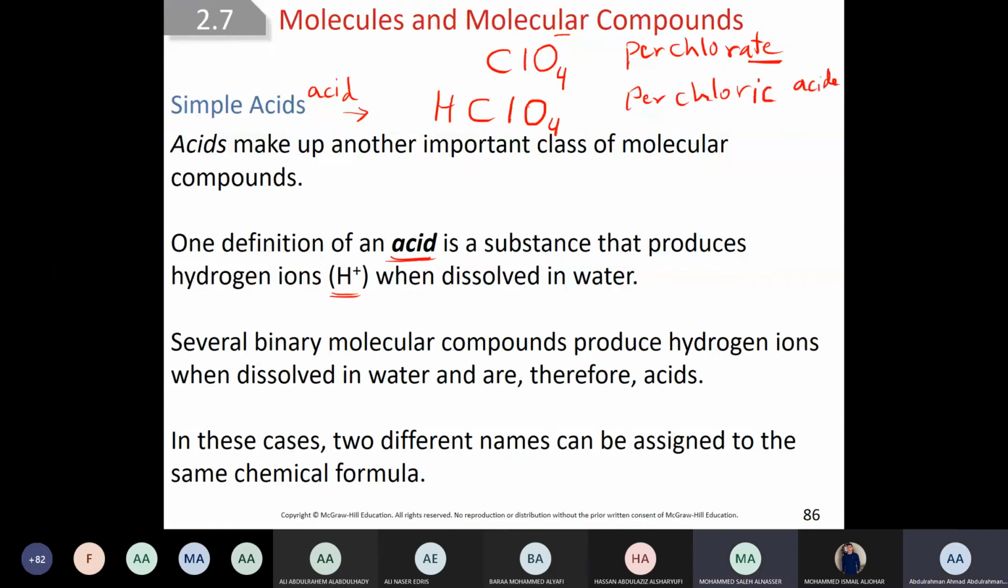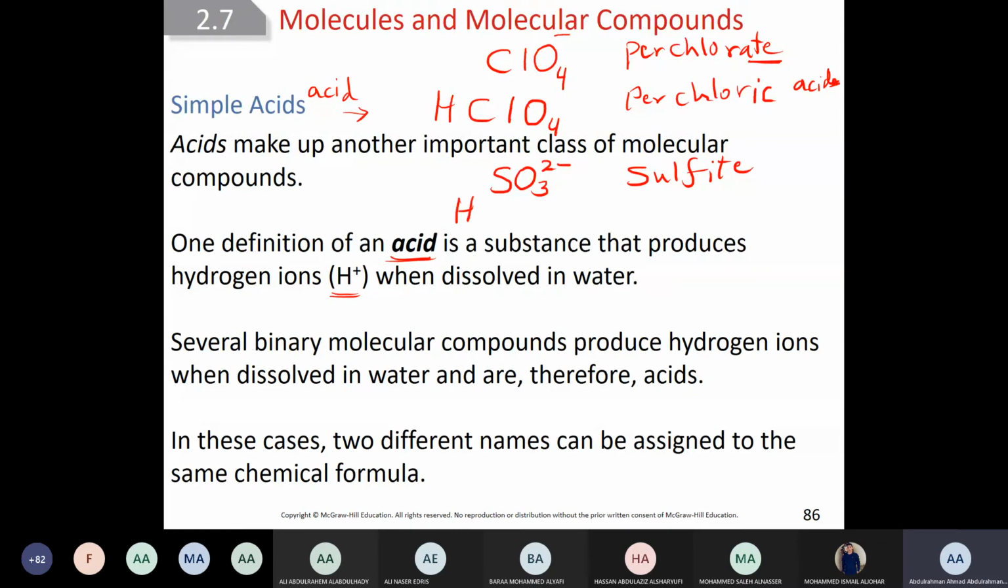Doctor, is there another way to name it? No. Perchloric acid. All right. How about if I say SO3 2 minus? What's the name of this ion? Sulfite. This ion, sulfite. As I said, you must memorize it from the table. Sulfite.